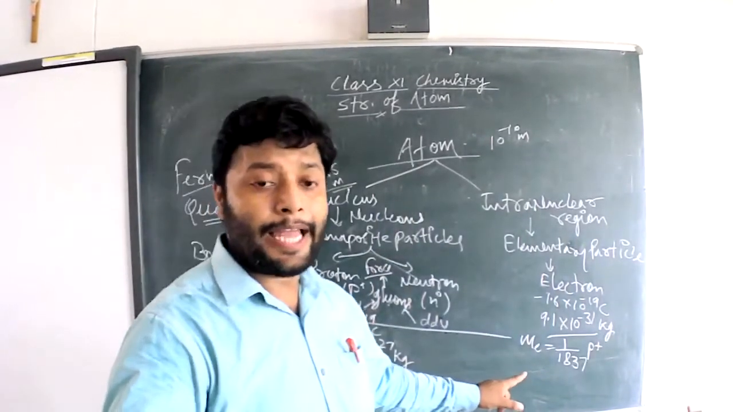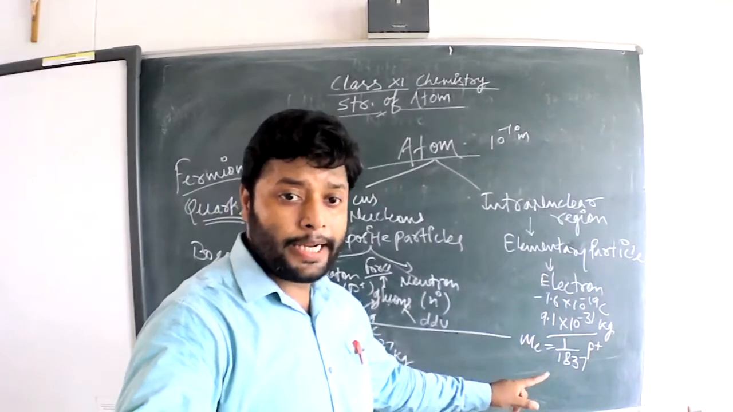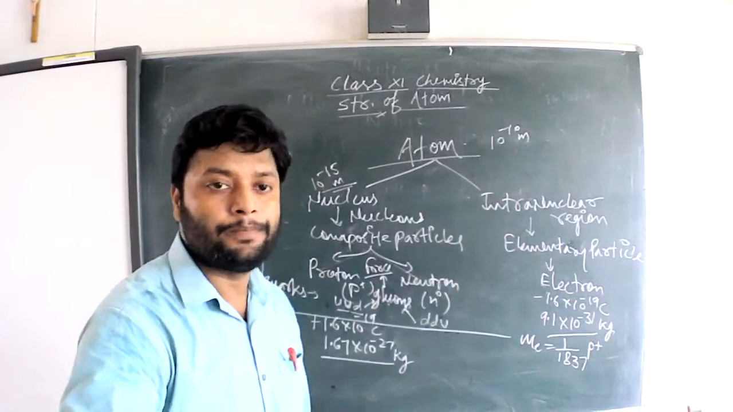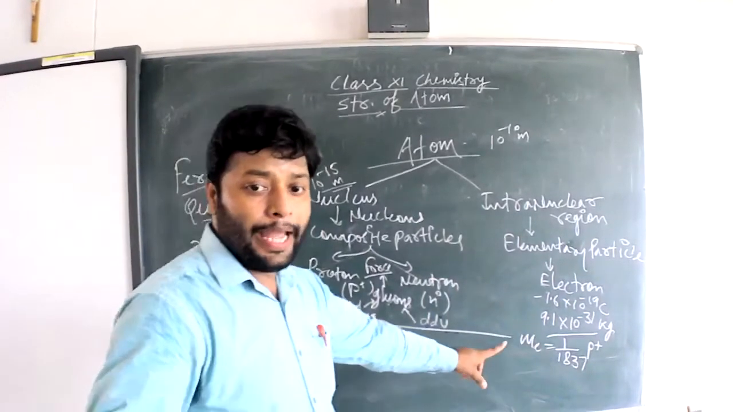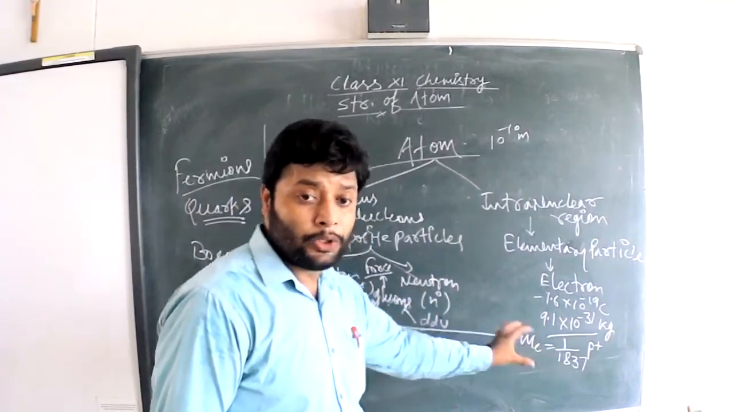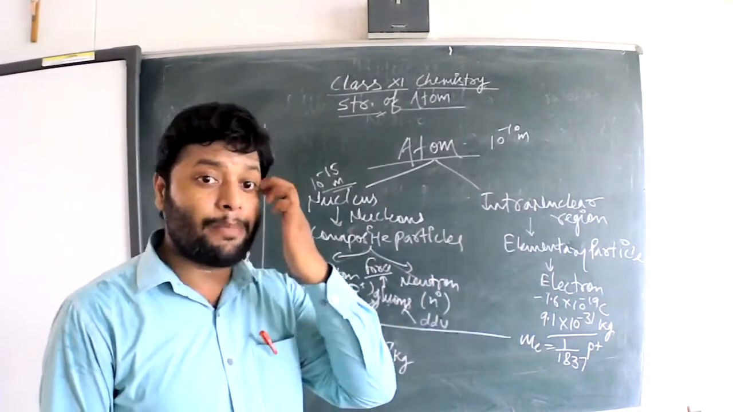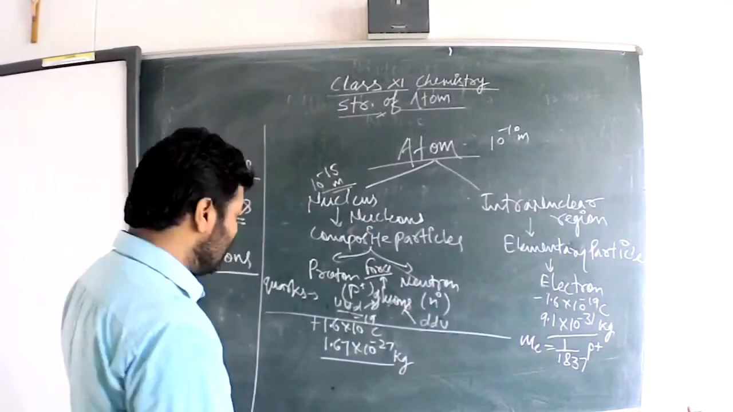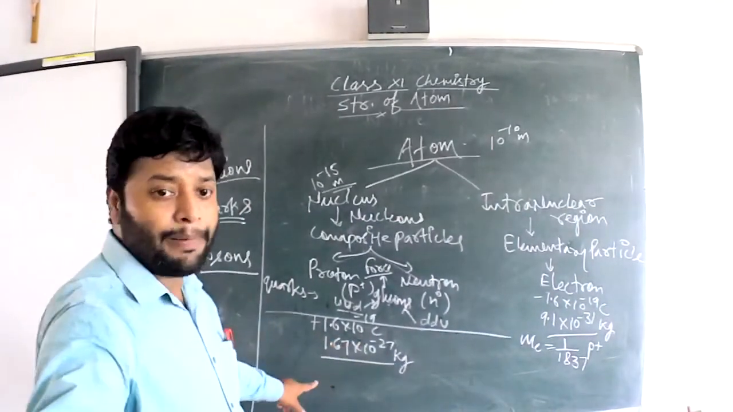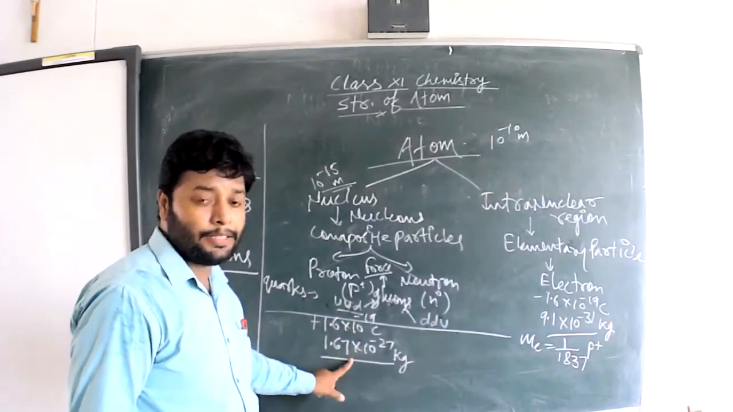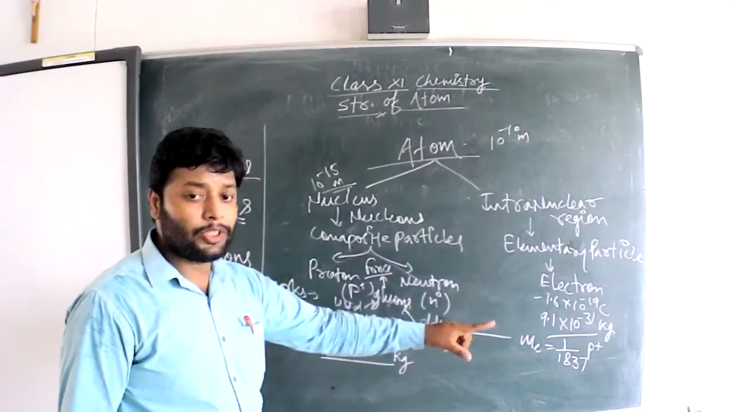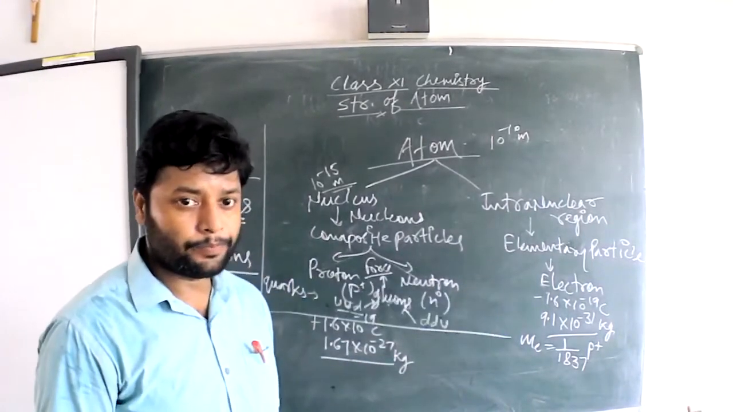Actually, the mass of the electron is 1,837 times less than the mass of the proton. That is the value. M_e means mass of electron, and this is the relation between the mass of the electron and the proton. So these are the values of charge and mass. Neutron mass will be similar to the proton. Electron charge and mass will be written there.